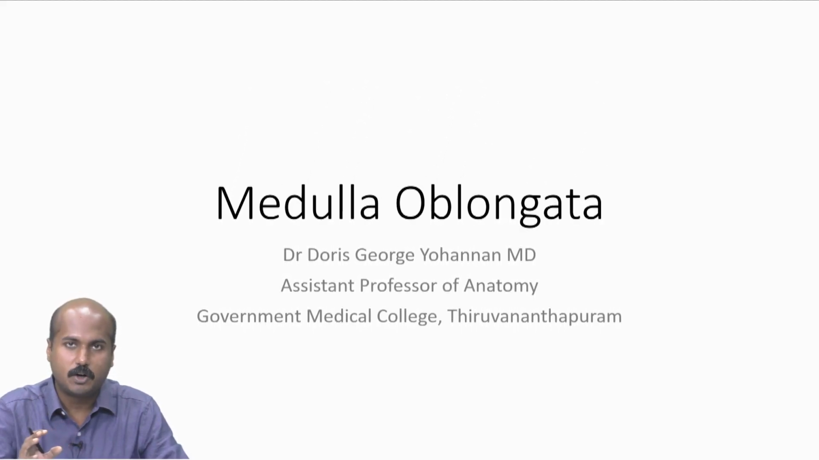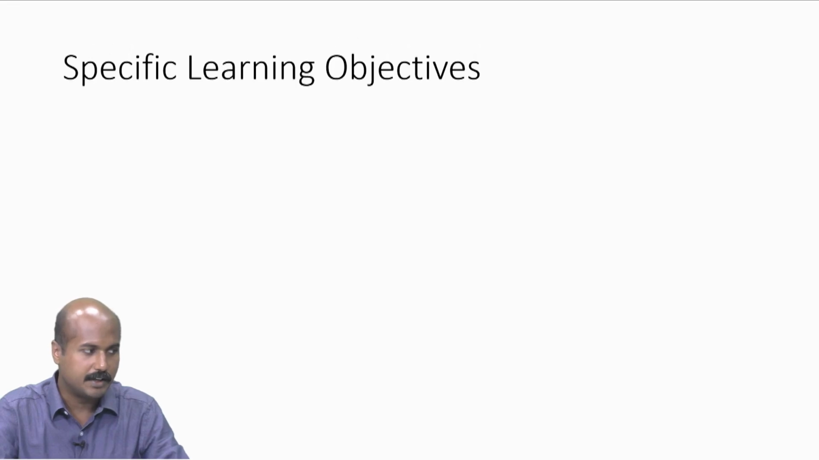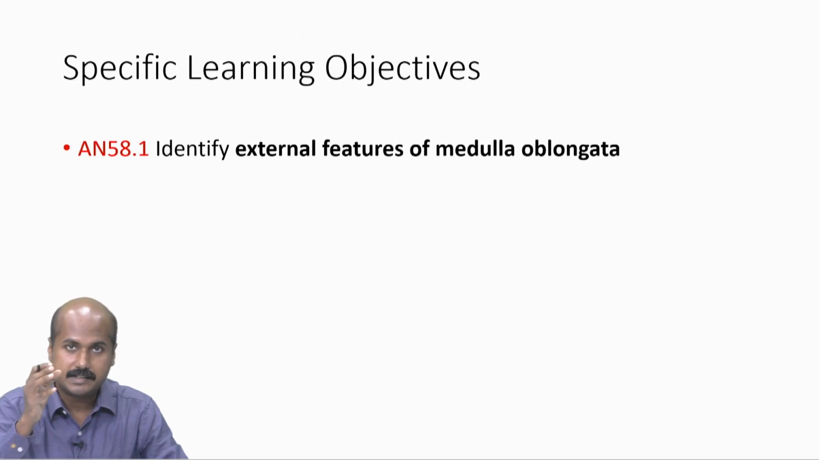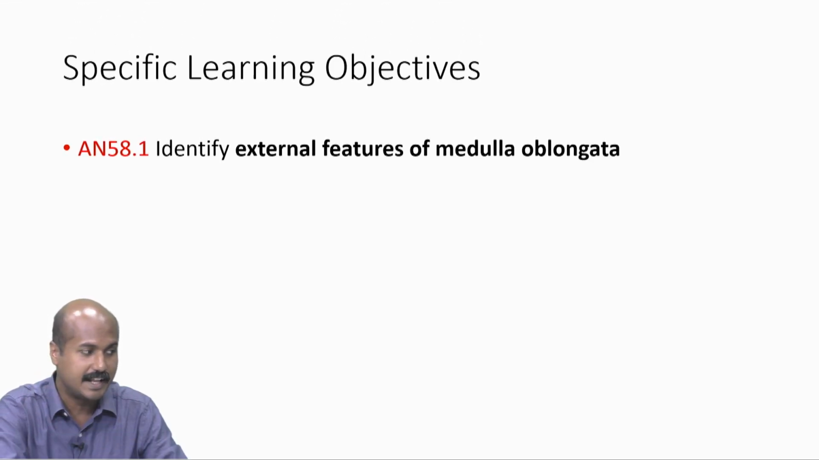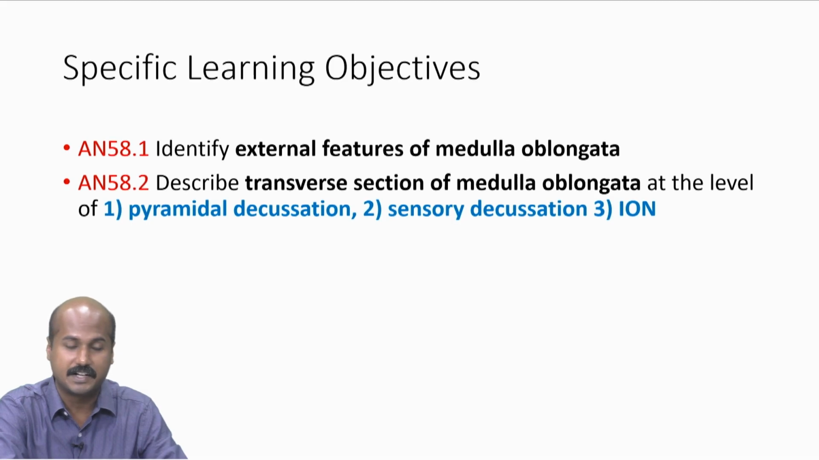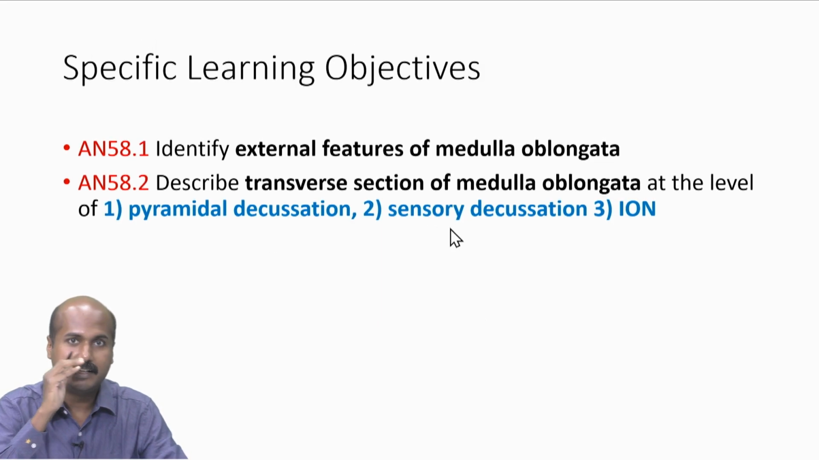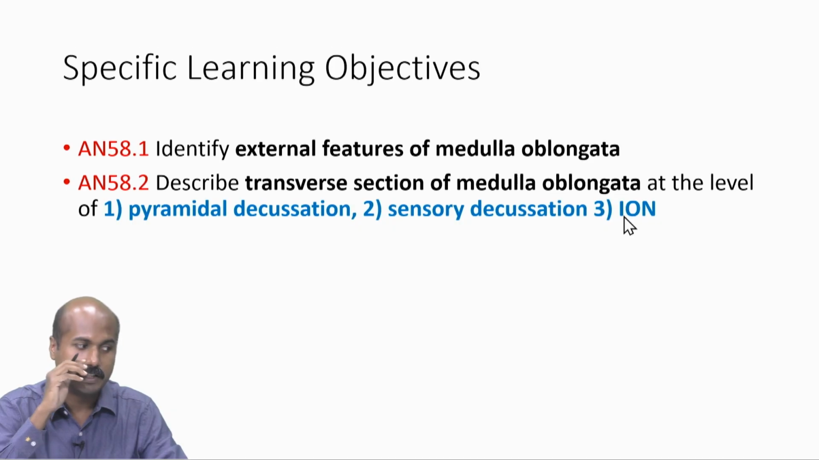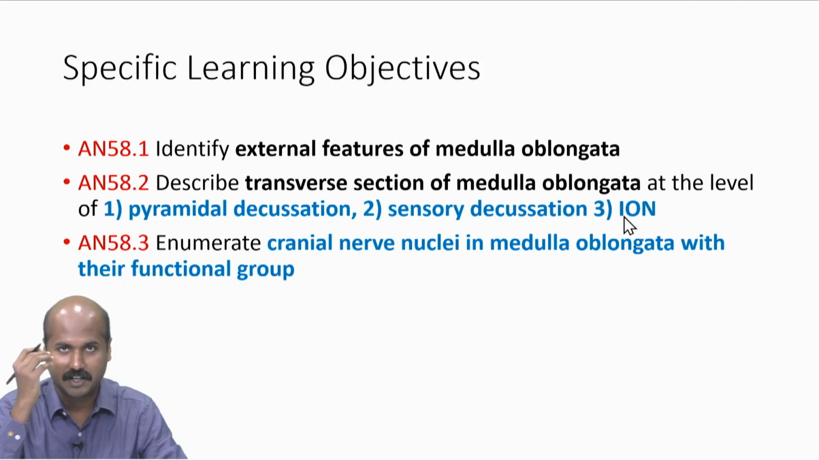The specific learning objectives or the competencies prescribed by the National Medical Council in the CBME curriculum is this. AN 58.1, Anatomy 58.1 says that a student needs to identify the external features of the medulla oblongata and also the internal features by learning the transverse sections at the level of the pyramidal decussation, sensory decussation, and the inferior olivary nucleus. Okay, these are the learning objectives, and also you have to know the cranial nerve nuclei that are emerging from the medulla oblongata and their functional groups.